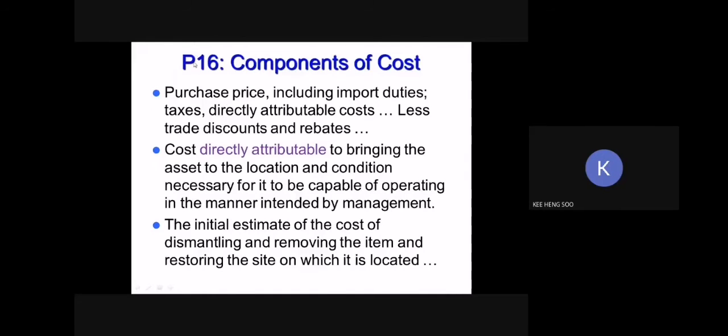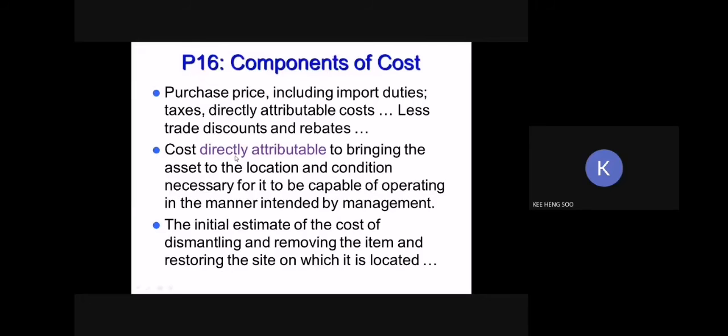What's the cost? Paragraph number 16. You read the standard after the class. Number 1, the purchase price. Number 2, any cost incurred directly to bring the asset to the present location and condition. Number 3, the initial estimate of the dismantling cost. After 10 years, I don't want the building, demolish it. How much is the cost incurred?